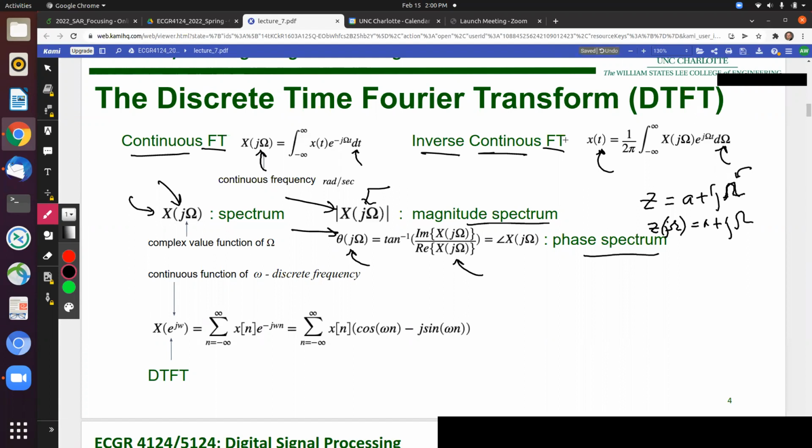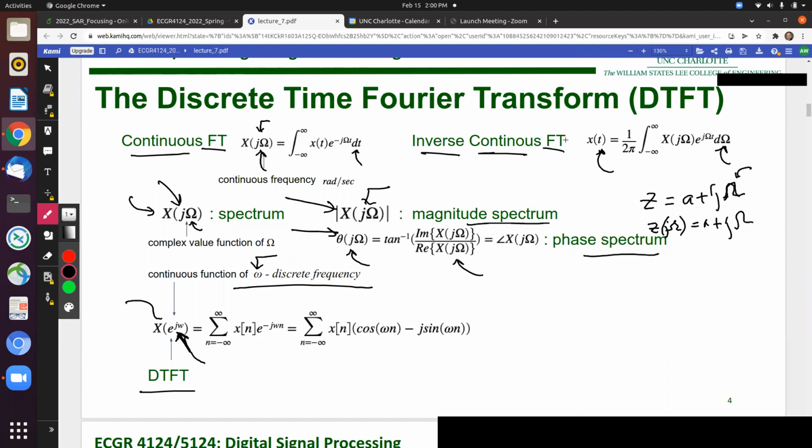Okay, so now we talk about the discrete domain. We have not capital omega, but little omega. And when we write things down, we write it as e to the j omega. So the notation changes, right? This is how we would notate a Fourier transform. This is how we notate a discrete time Fourier transform.